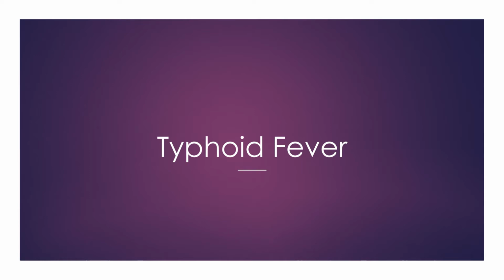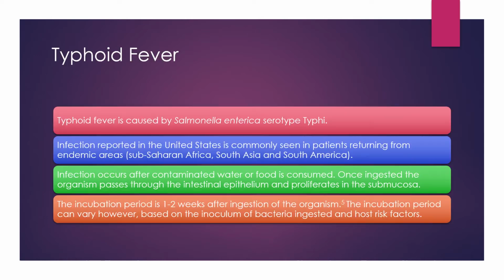So other etiology, typhoid fever, something that can cause liver involvement. So typhoid fever caused by Salmonella enterica serotype Typhi, and infection in the United States is typically due to patients returning from endemic areas, including sub-Saharan Africa, South Asia, and South America, clearly not limited to these locations, however. And infection can occur after contaminated water or food is consumed.